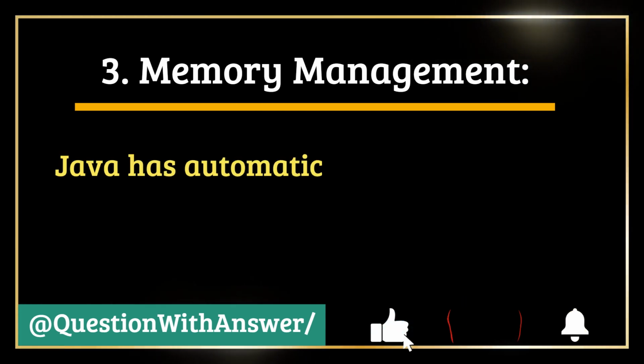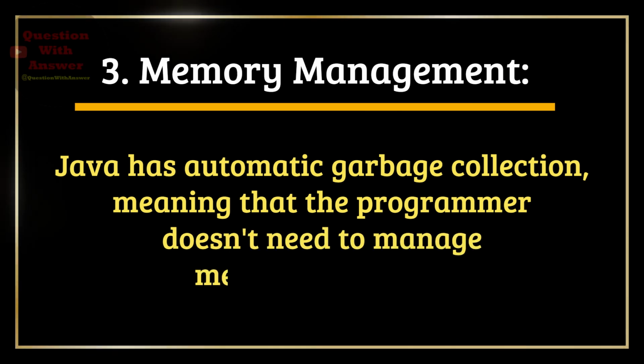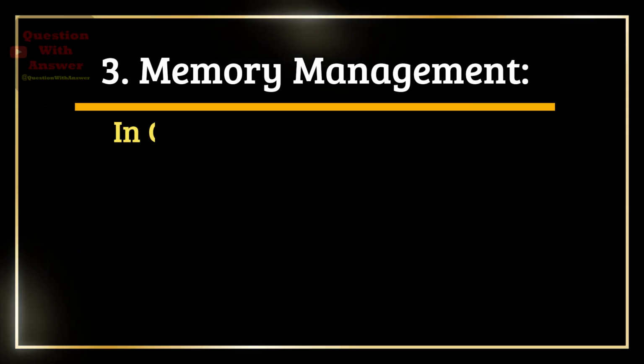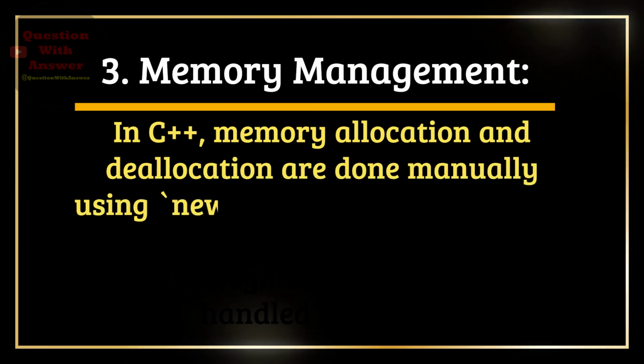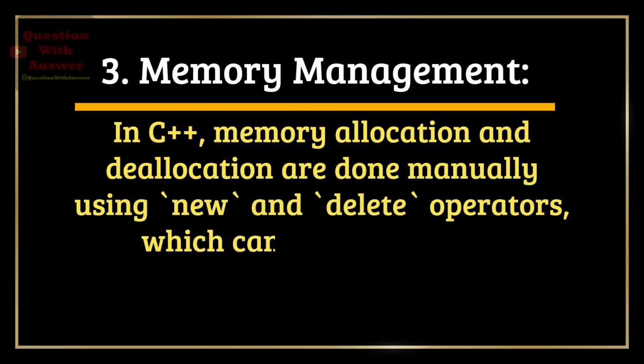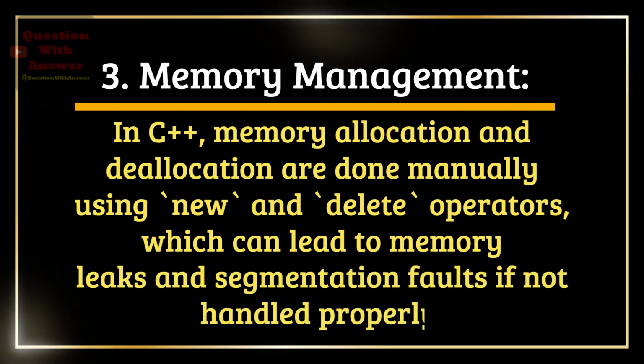3. Memory management. Java has automatic garbage collection, meaning that the programmer doesn't need to manage memory explicitly. In C++, memory allocation and deallocation are done manually using new and delete operators, which can lead to memory leaks and segmentation faults if not handled properly.